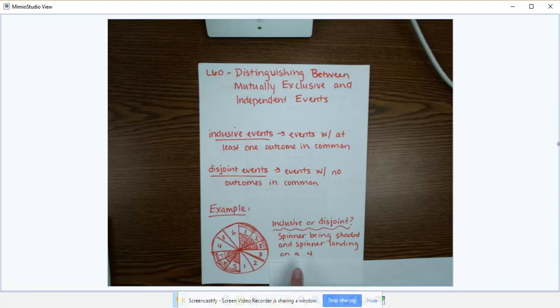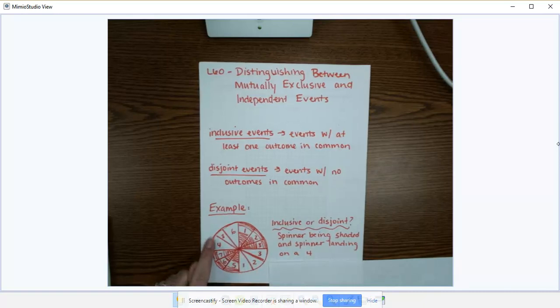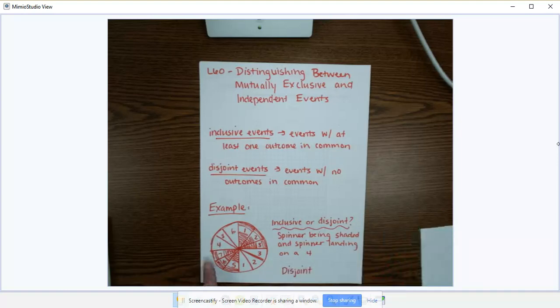So shaded would be 1, 2, 3, and then 5, 6, 7. Landing on a 4 would be over here. There's only one 4. Therefore, they are disjoint occurrences.